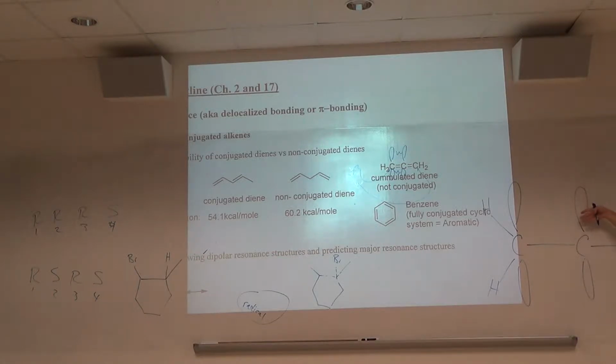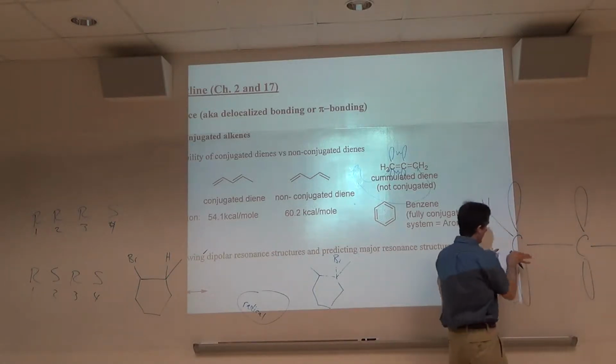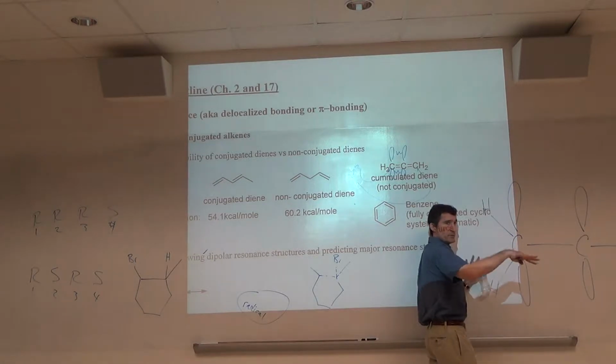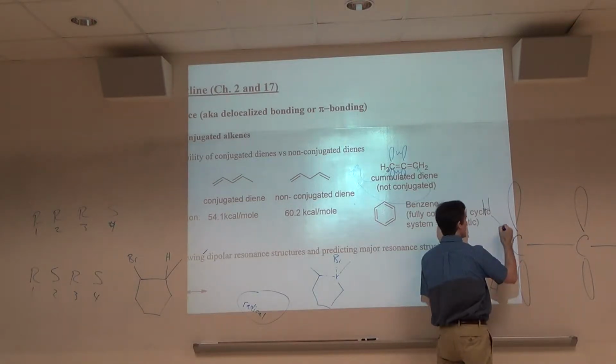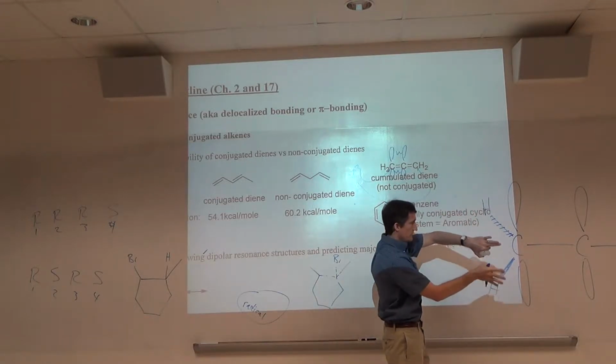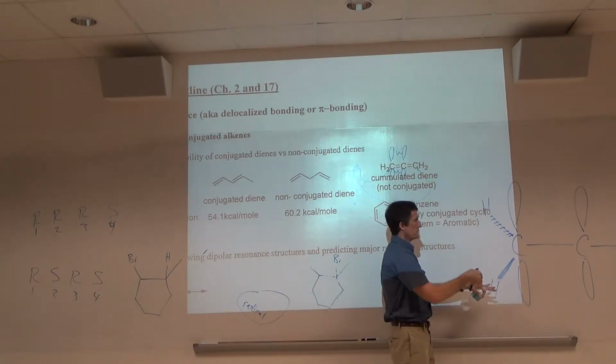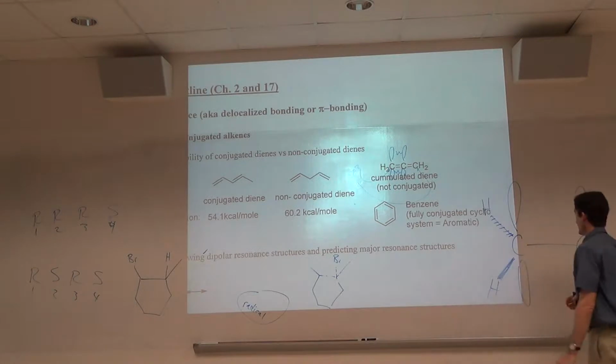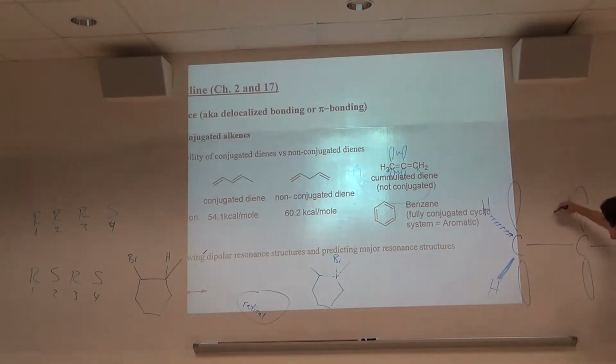Now let's pretend these are straight up. If those are straight up, the trigonal planar is perpendicular to it. So this is going back, and this is coming forward. So the trigonal planar is like this. Now the p orbital is straight up, and this can overlap and make the double bond.